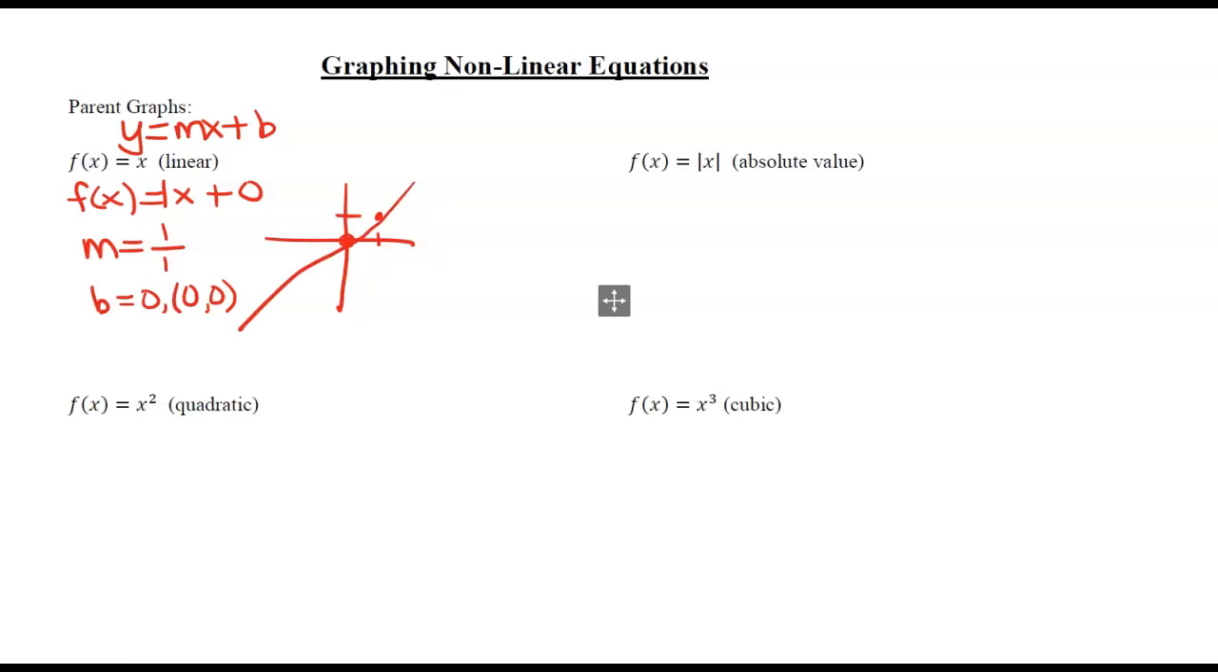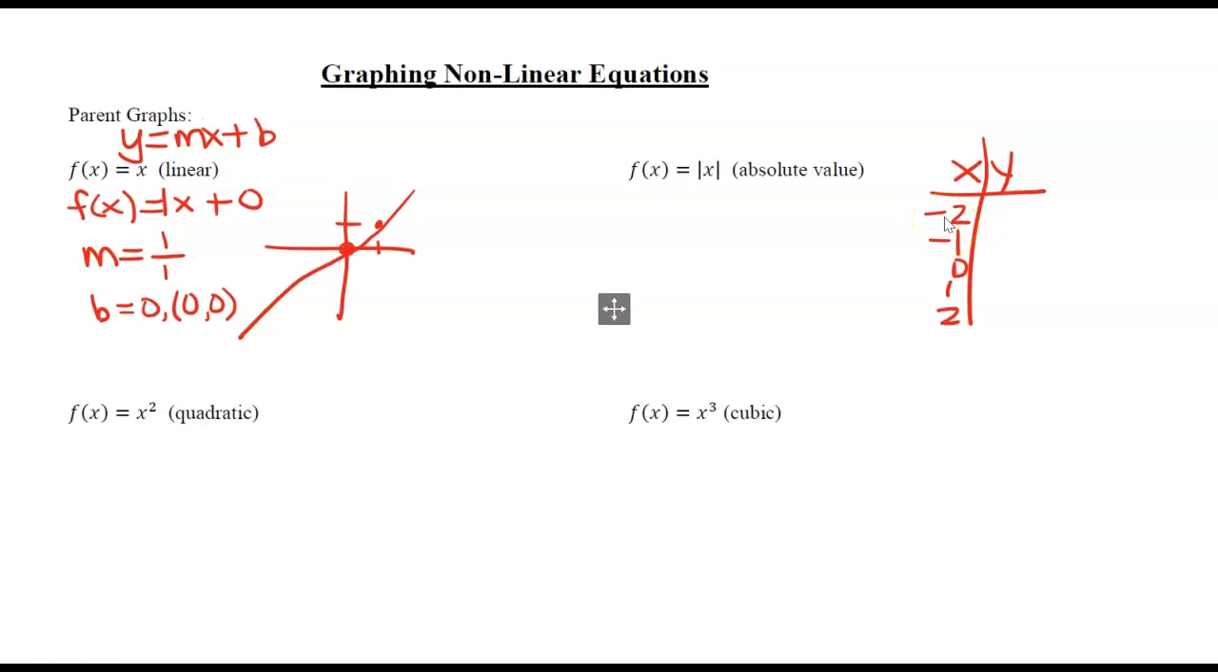Okay, absolute value. This parent function, let's just look at a little chart. Okay, so x is -2. And so we will substitute that in. Absolute value of -2 is just 2. Remember, absolute value is just saying what is this number's distance from 0. So it always will come out positive. Absolute value of -1 is just 1. Absolute value of 0 is just 0. Absolute value of 1, still positive because that distance from 0 is still just 1. Absolute value of 2 is 2.